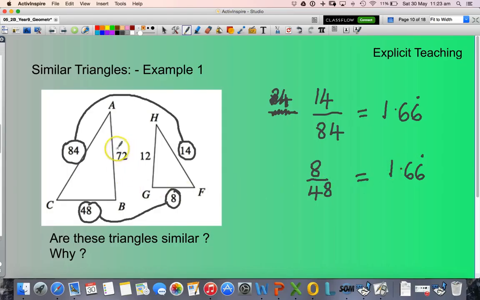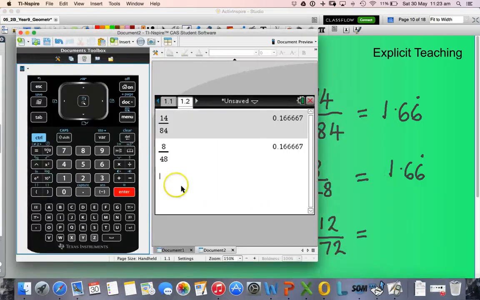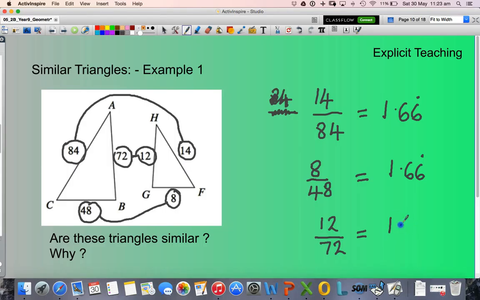Last side length left over, this one here. So what is 12 divided by 72? Now let's just look at that one on the calculator. 12 divided by 72. Again, 0.166.